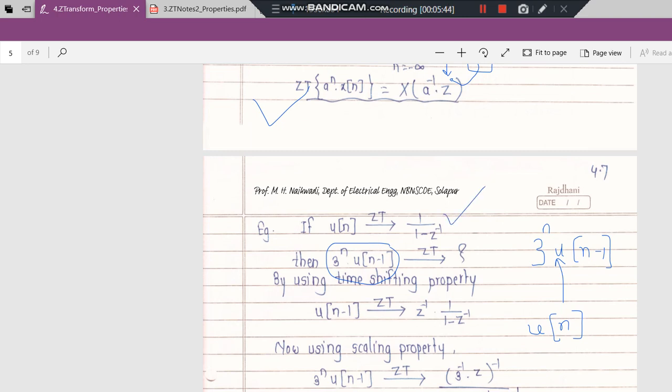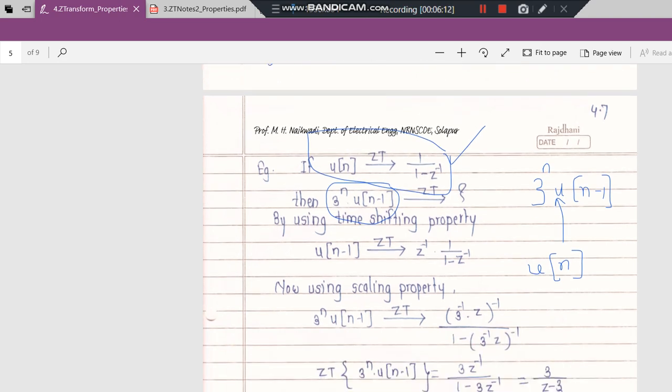For u of n, the Z transform is 1 upon 1 minus z raised to minus 1. We already know this Z transform. Just by using this and applying properties, which properties can we apply? The time shifting property gives the Z transform of u of n minus 1. Then, on that result, you can apply the scaling property and get the transform for 3 raised to n u of n minus 1. Same thing we will do here.